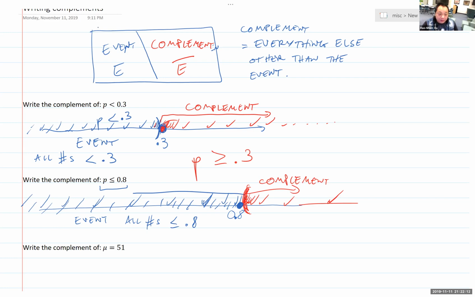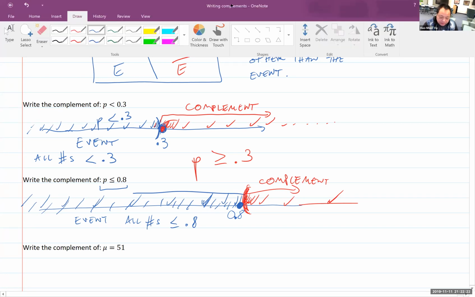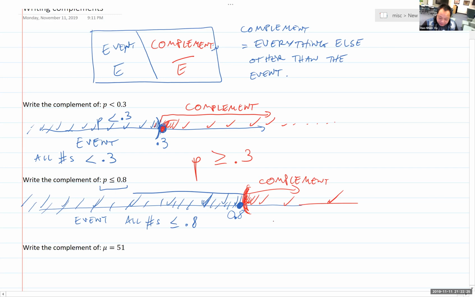In the problem before that, the first problem, the number 0.3 itself does not belong in the event, and therefore it has to belong in the complement. Right? So the complement is going to be P greater than 0.8.